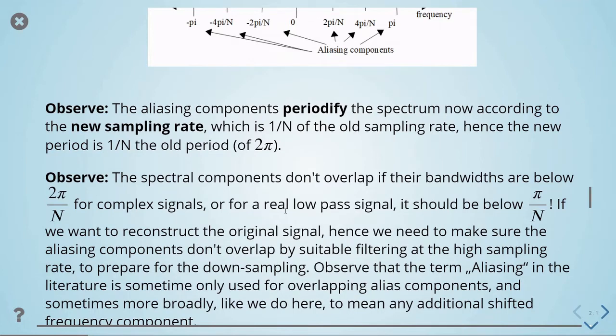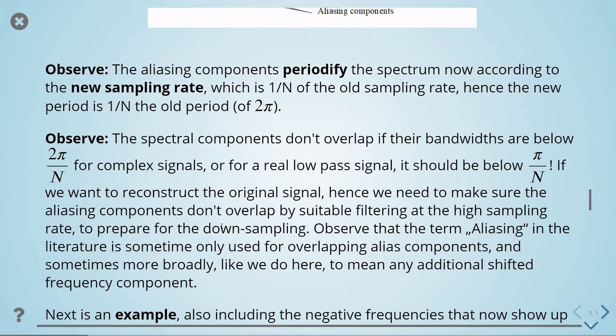Let's observe also that the term aliasing in literature is sometimes only used for overlapping aliasing components, but like we do here, we use it more broadly: any additional shifted frequency component, we also call aliasing.